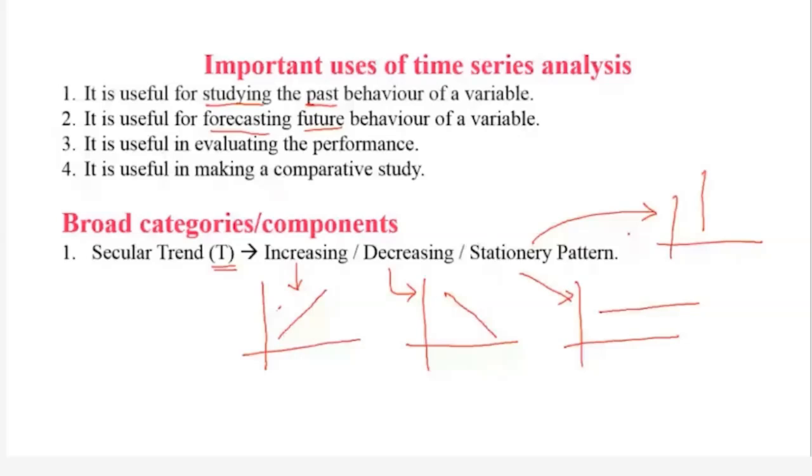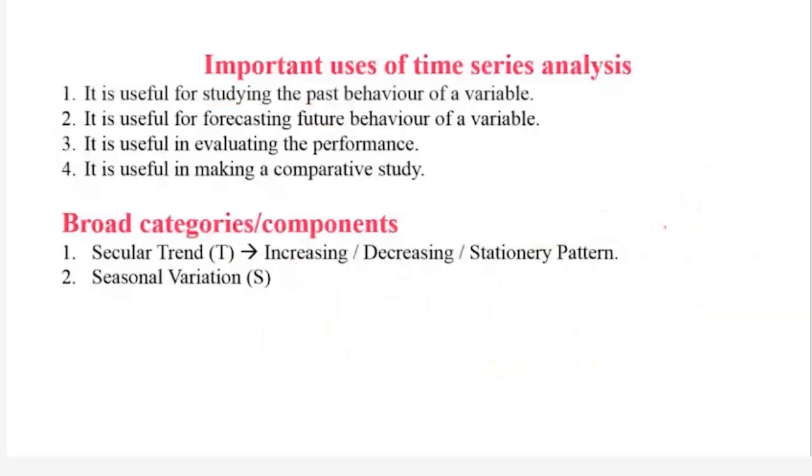Then seasonal variation. A good example for seasonal variation can be an umbrella. Sale of umbrellas, raincoats during the rainy season, क्या होता है? बढ़ता है, कम होता है? Does the sale of raincoats and umbrellas during the rainy season go up or go down? Increases, goes up.